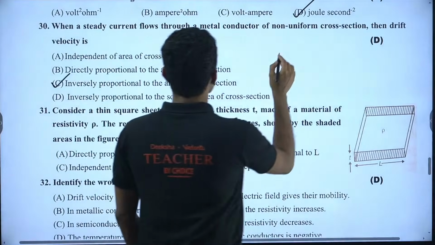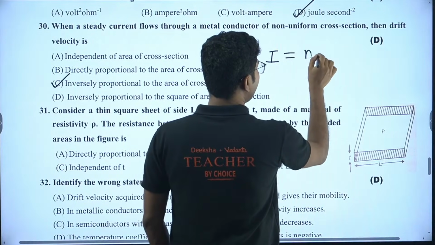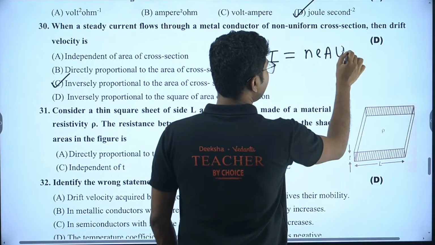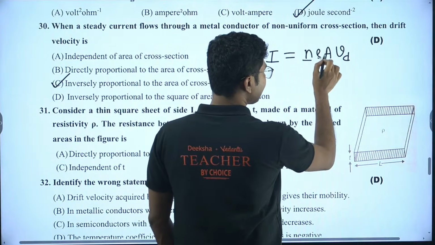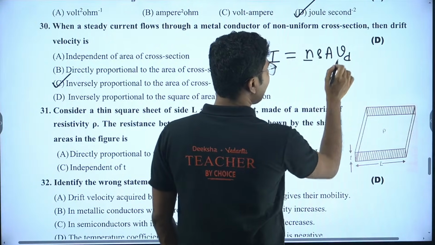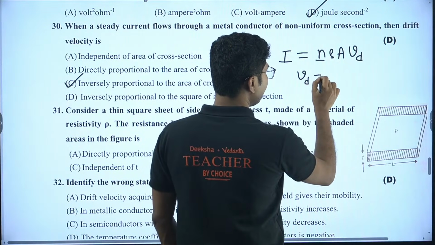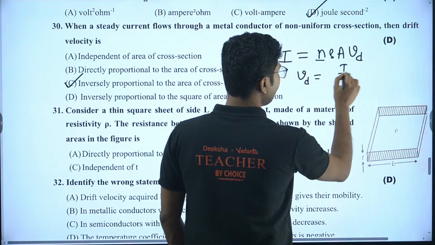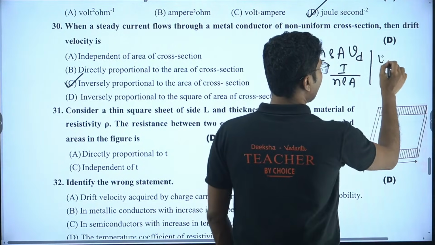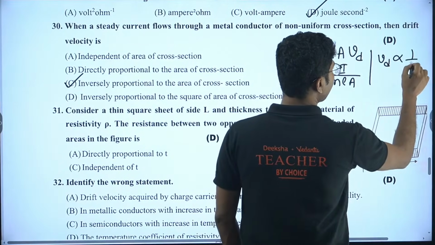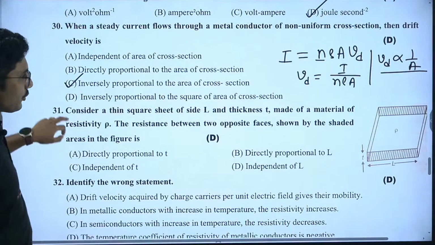We know that steady current flowing through a circuit can be given by I is equal to NEA VD. From here, I is steady means constant, number density is constant, charge of an electron is a universal constant, and here area and VD. So we can say that VD must be equal to I upon NEA, that is VD is inversely proportional to area. So the correct answer is inversely proportional to area.